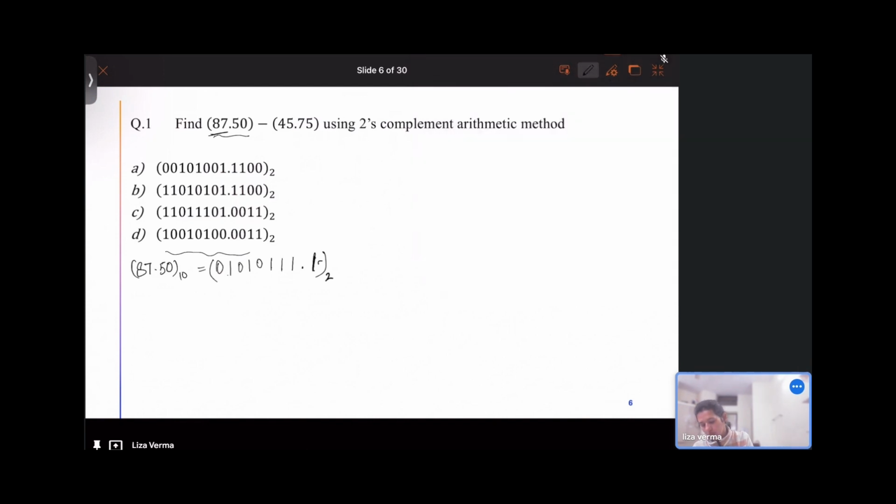Right? So how do you represent 45.75? First of all, what is the sign magnitude representation of 45.75?